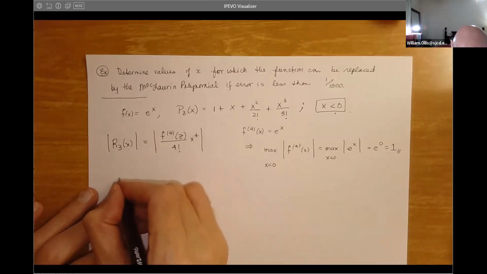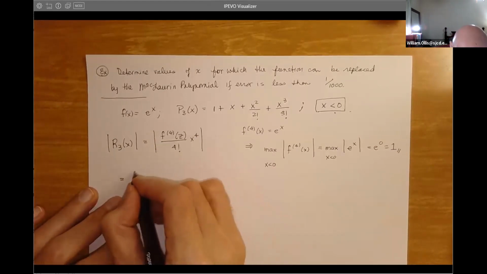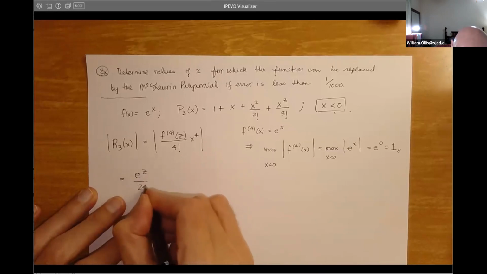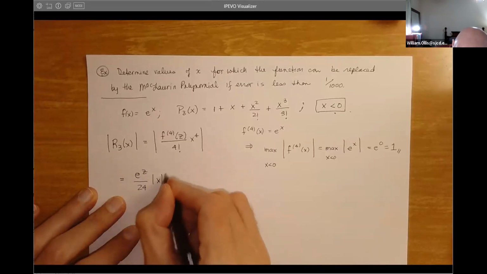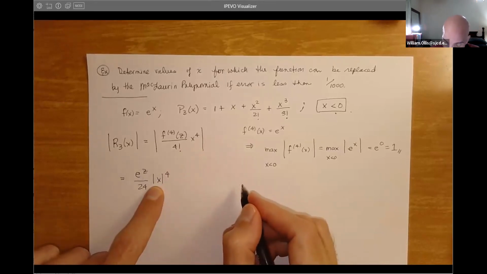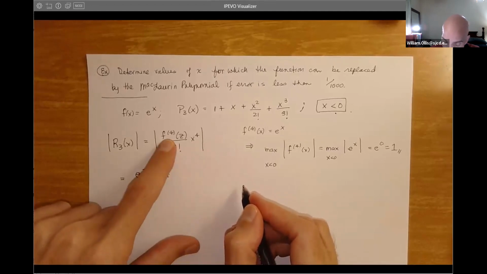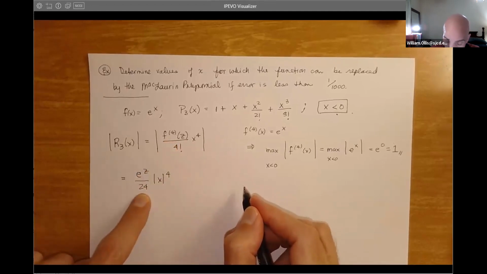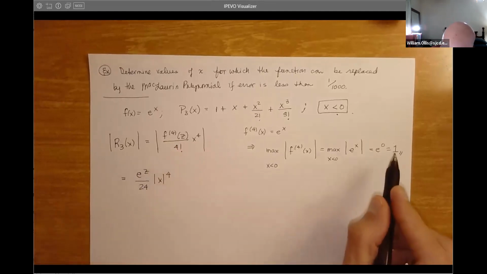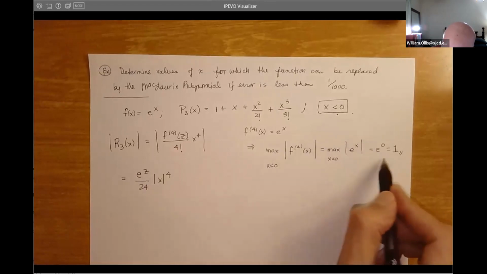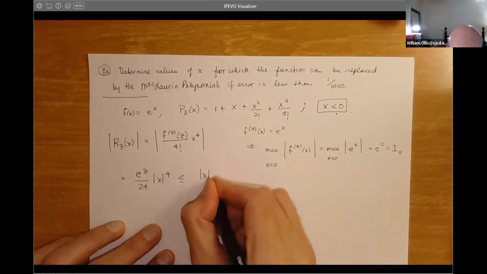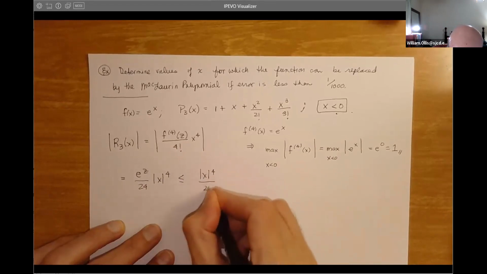So this equals, what do we have? We've got e to the z divided by 24, x to the fourth. So when we take the absolute value here, we get the absolute value of x to the fourth. We get e to the z, which is positive, and we get 1/24, which is 4 factorial reciprocated. So now we use our upper bound here, which is 1. So this is less than or equal to x to the fourth over 24.